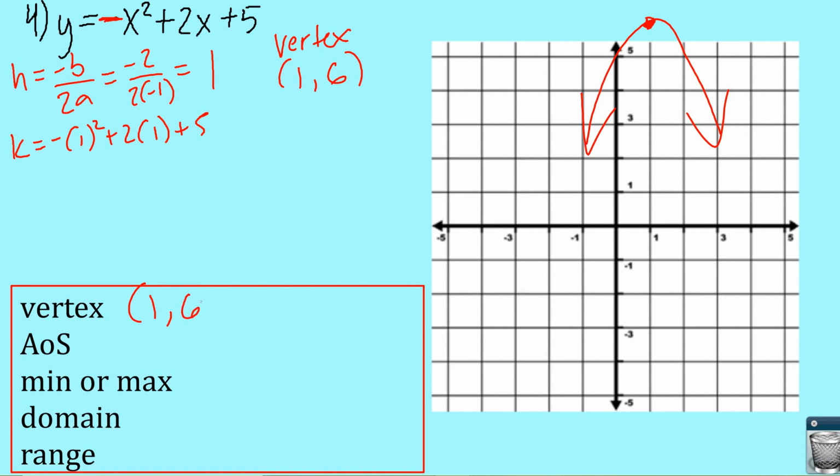So vertex 1, comma 6, axis of symmetry is x equals 1. It's a maximum at 6. Domain is always all reals. And our range caps off at 6, so it's going to go from negative infinity to 6 with a bracket on 6 because remember it actually hits 6. It can't hit infinity, so it's a parentheses.